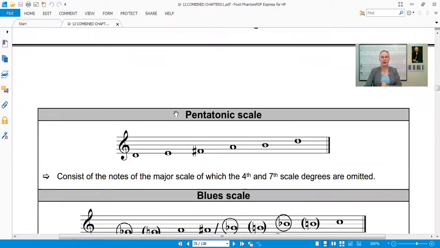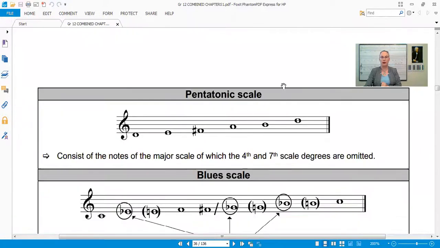Good. Then the next one that you look at is your pentatonic scale. The pentatonic scale means there are 5 notes in the scale, and we just disregard the top note. So then there are your 5 notes. Now the traditional way of writing a pentatonic scale is to omit the 4th and the 7th scale degree, which is exactly what I did in this example.